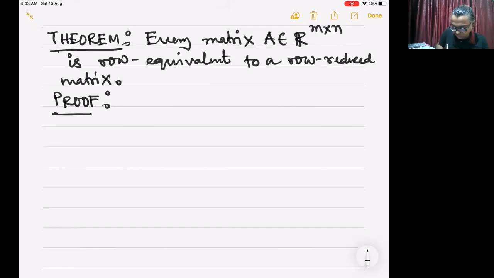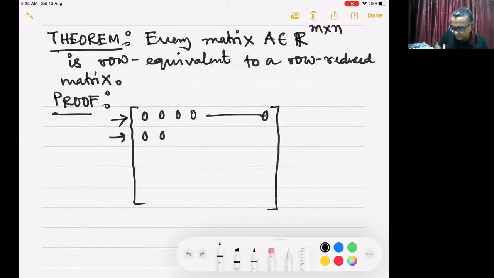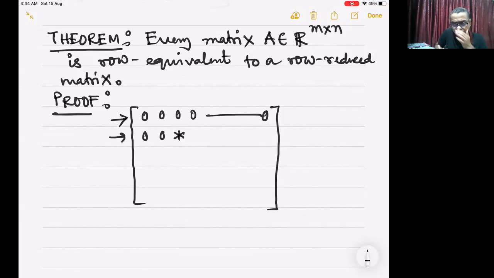So suppose I have this matrix. What I'm going to do is scan through these rows from the left. First I start with row number 1. I scan from the left. Suppose I get a 0, a 0, a 0, a 0. Possibility is that I'll get all zeros. Then I don't do anything. I just go to the next row and once again do the scanning. Suppose I get a 0, 0. But now suppose I get something non-zero. And then I don't worry about the other entries.